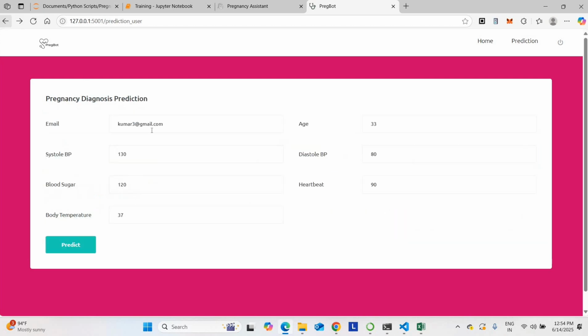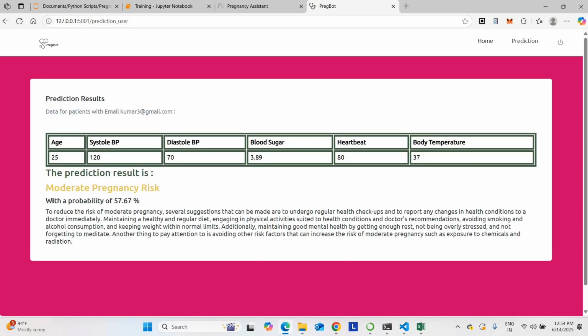So now I'm going to give some other data. The age is 25. Systolic blood pressure is 120. Diastolic blood pressure is 70. Blood sugar level I'm giving around 70. Heartbeat I'm giving 80. Body temperature 37. Now I'm going to predict. So it's giving a probability of 57.